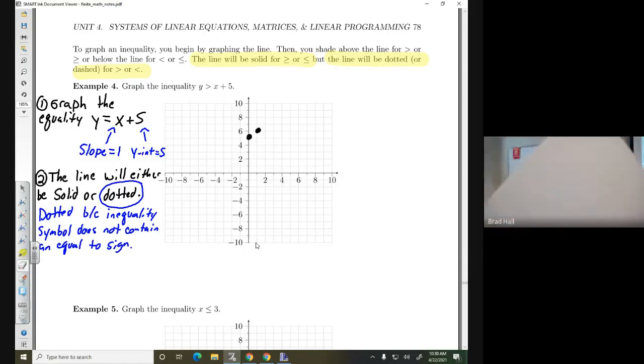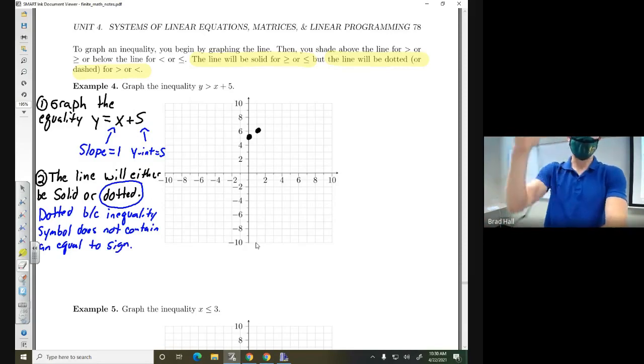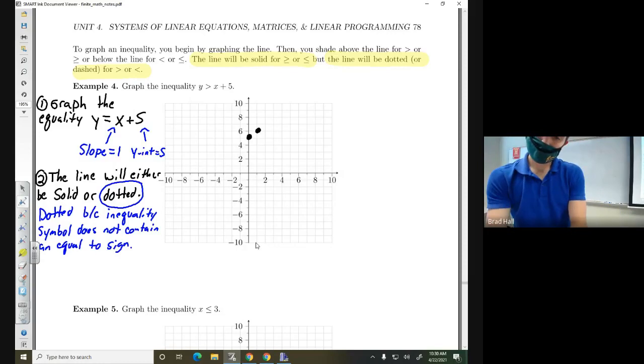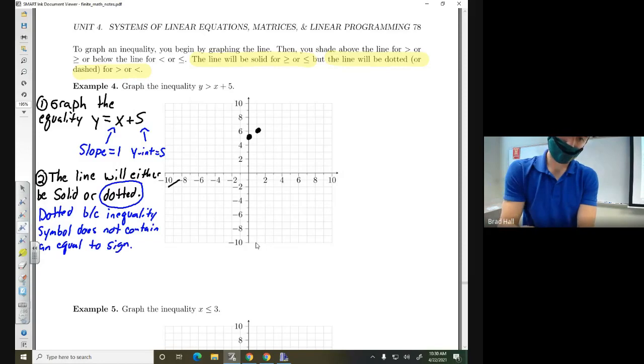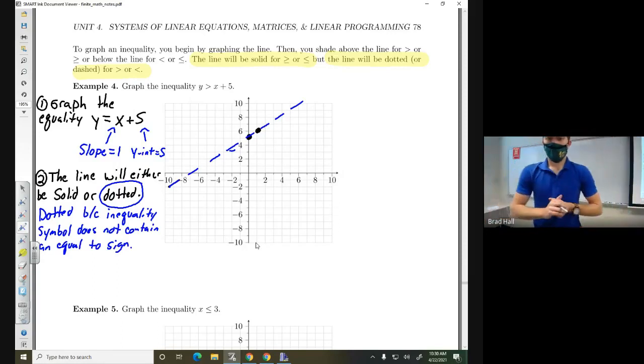And so you will have this ability to do this in MyMathLab. Whenever you select the line, it will also give you an option of putting a solid line or a dashed or dotted line. So that will look something like this. This is a dashed line on purpose. It's not a solid line. So that's 2 of the 3 steps for this inequality process.